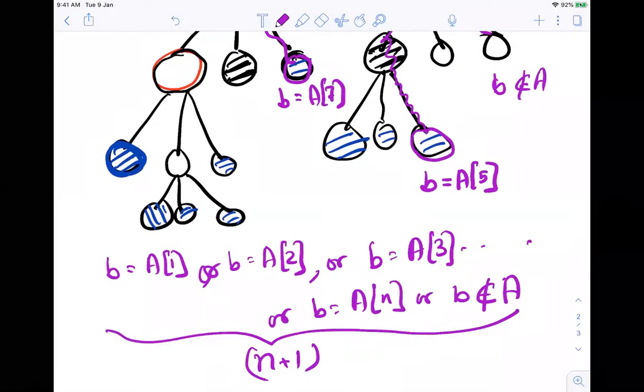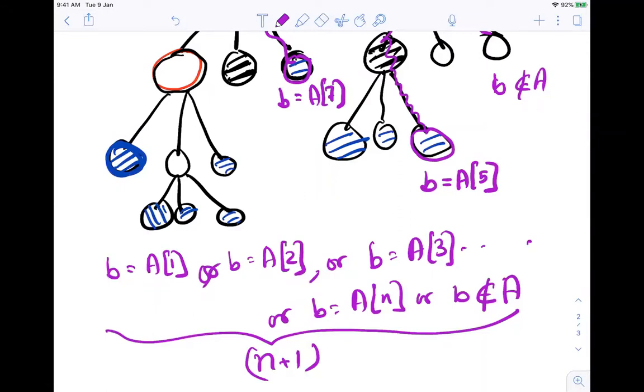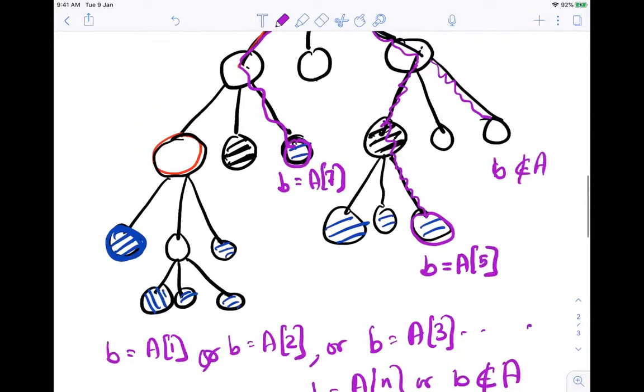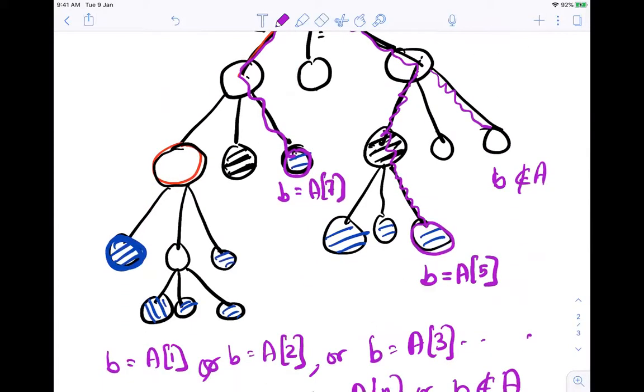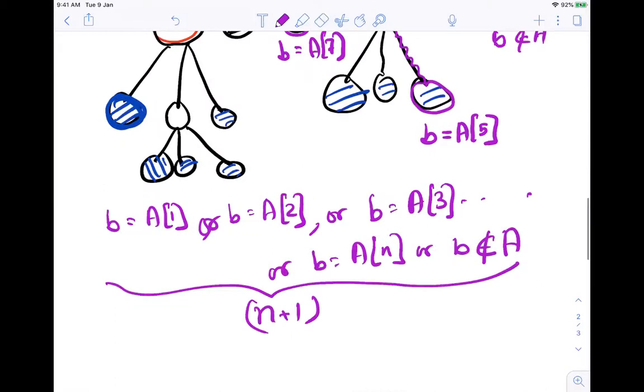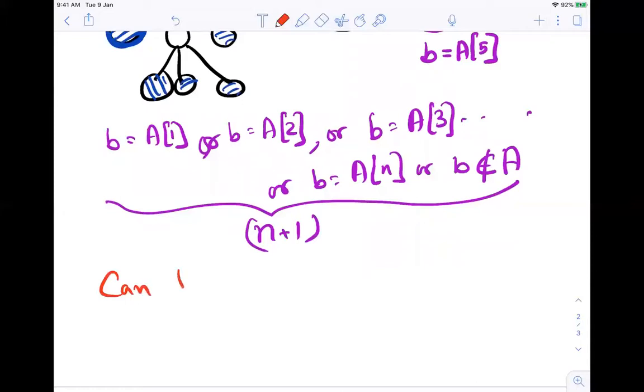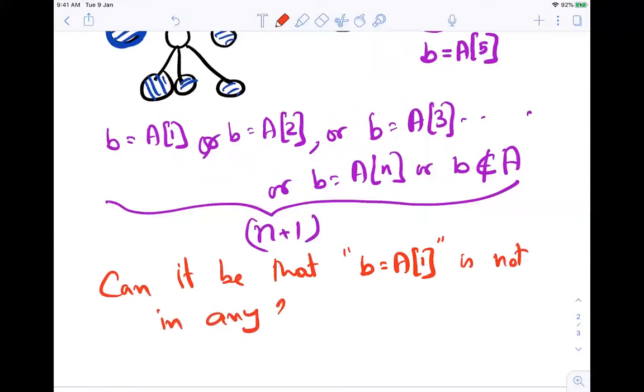And now think of it. This algorithm is supposed to work for all A and all B, right? So if I have given you an algorithm that outputs everything, but in none of the leaves B equals A of 1 is there. Let's write it here. Can it be that B equals A of 1 is not in any leaf? Is it possible?